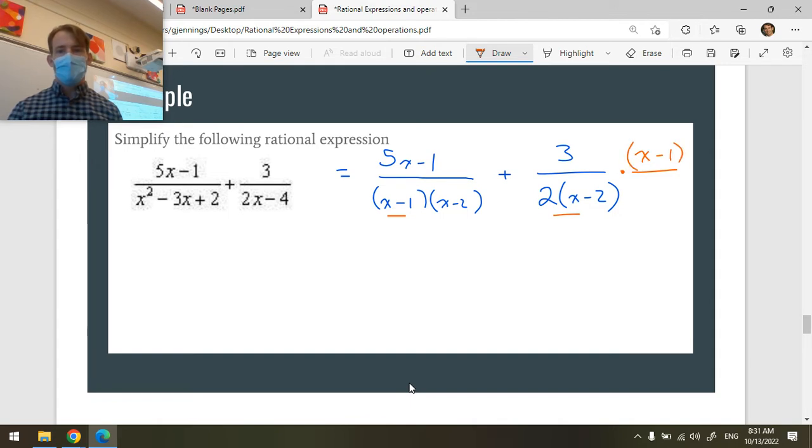Put it in brackets so that you remember to distribute this 3. And then down here, x minus 1. Okay? That's multiplying by 1, so I'm not changing the nature of that thing. Unless x is 1, in which case that would create a contradiction. But we already have that limitation on the domain. This fraction here is jealous of this factor 2. So I need to multiply this top and bottom by 2.